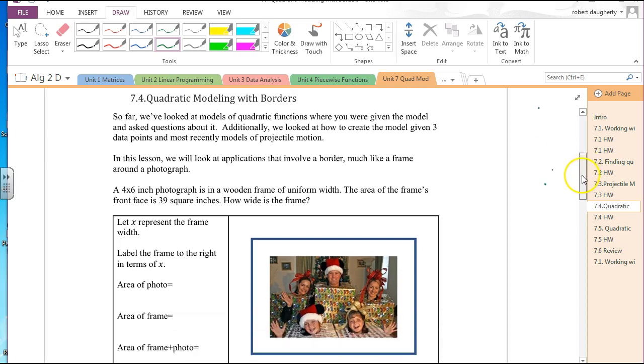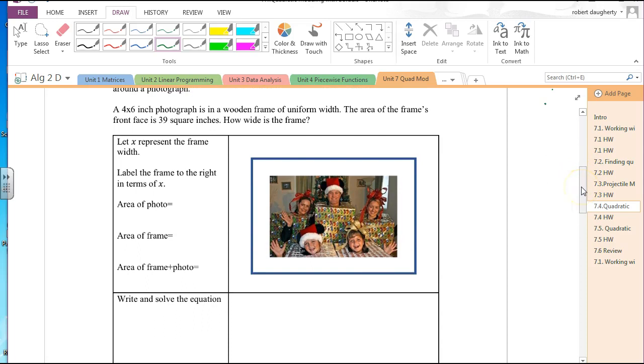So let's look at an example. You are sending out your family's Christmas card. This is from Awkward Family Photos. It's a site that I like to visit. So anyway, visit at your own risk. A 4 by 6 inch photograph is in a wooden frame of uniform width. The area of the frame's front is 39 square inches. How wide is the frame?